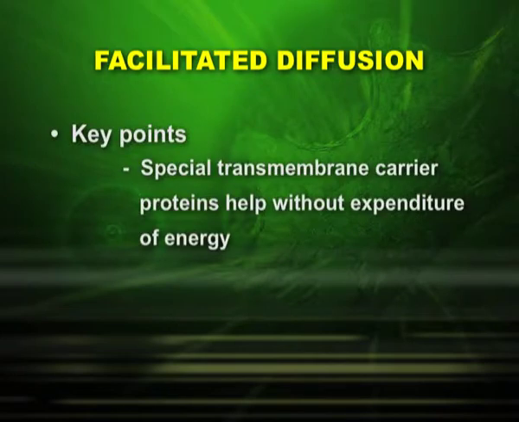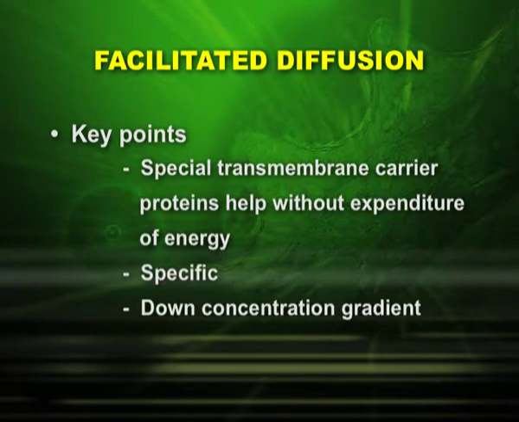Now, the second one is facilitated diffusion. As the term indicates, it is facilitated, that means it is helped. The diffusion is helped, number one, by special transmembrane carrier proteins which help without expenditure of energy. Second, it is very specific, that means it allows only certain molecules to pass through, and again it is down the concentration gradient, that means from a region of higher concentration to a region of lower concentration.